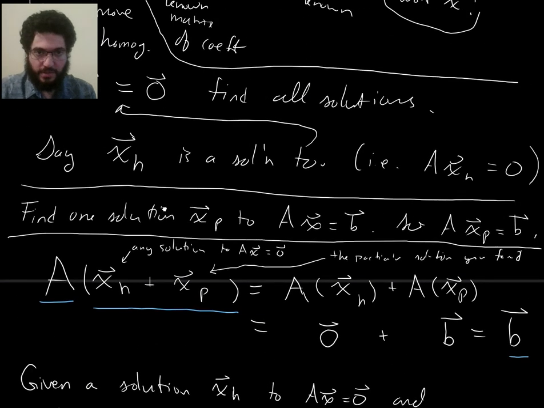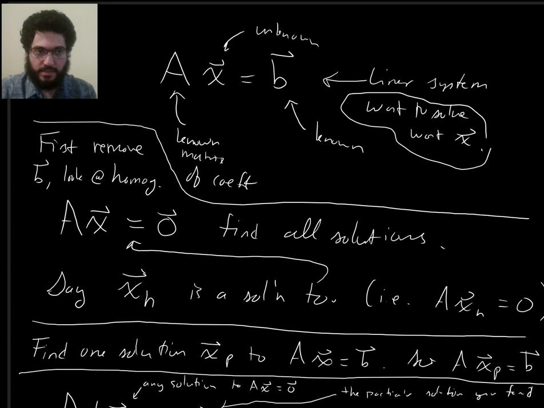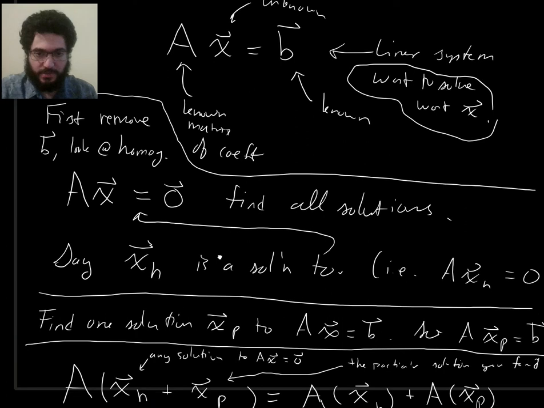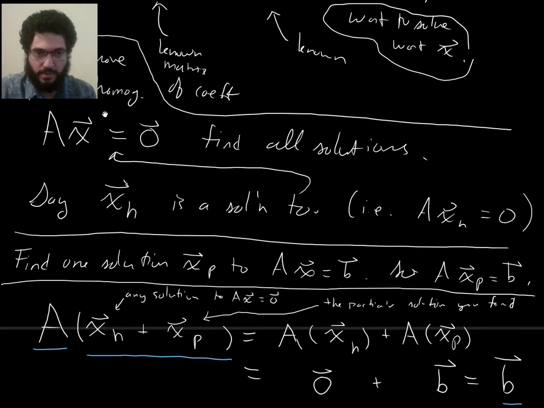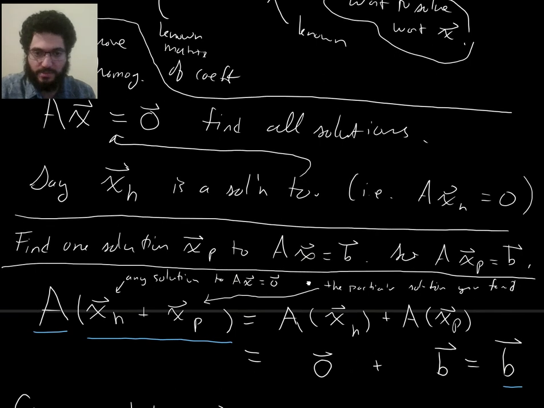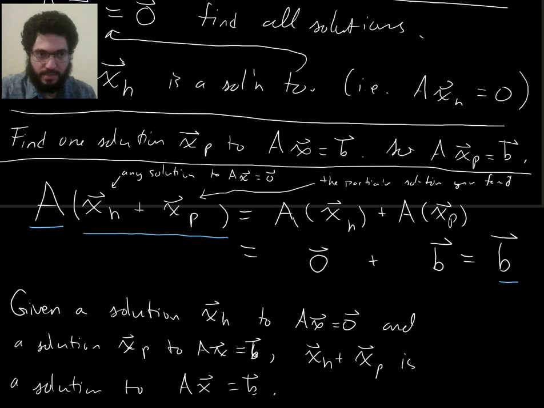All the theory that you see here is powered by one really, really important fact. So what made this work, this trick that you can work with a homogeneous linear system, find the general solution to it, and then find just one solution to the non-homogeneous system. What made this all work is this fact here: the fact that the A here distributes over this addition.